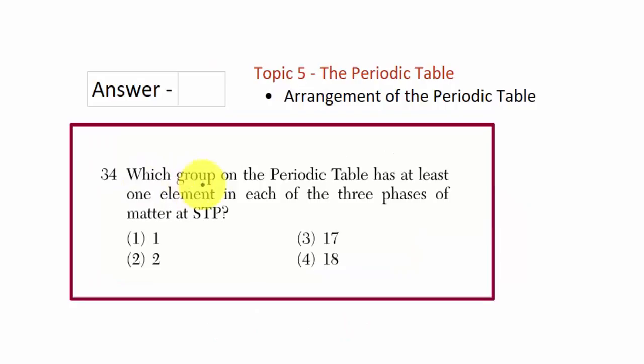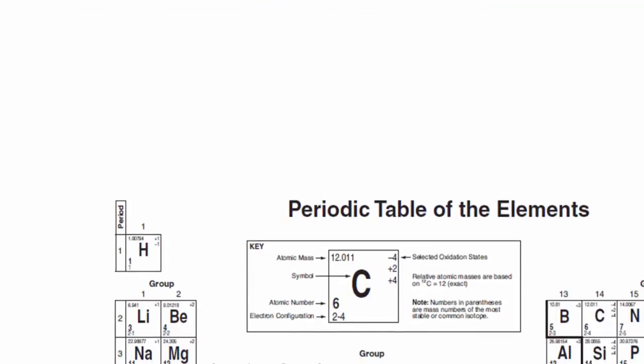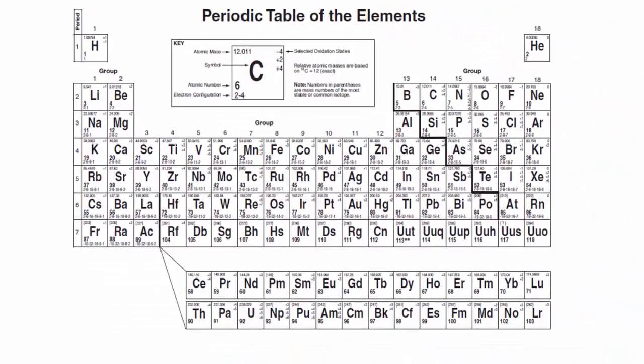Question number 34. Which group on the periodic table has at least one element in each of the 3 phases of matter at standard temperature and pressure? Let's bring up the periodic table and take a quick survey. And this will be very helpful information for you to remember as you go into the Regents exam.